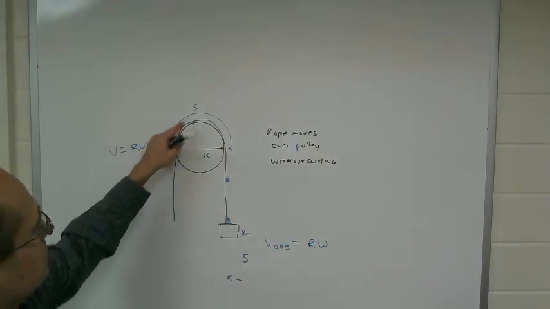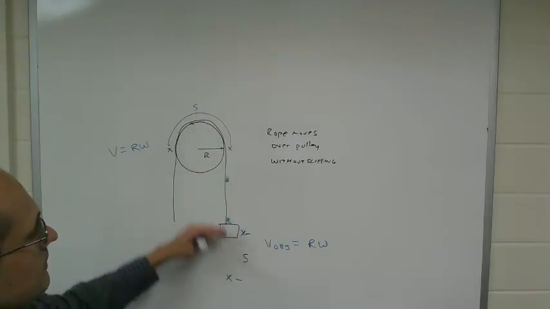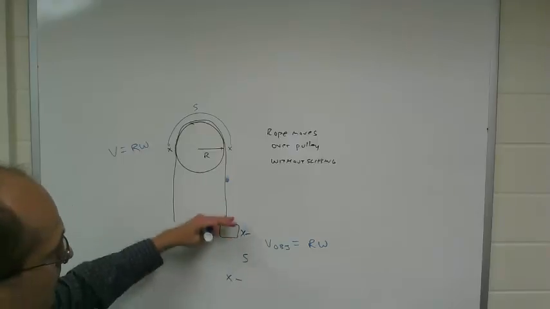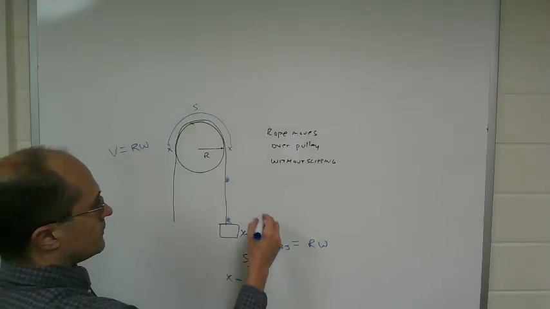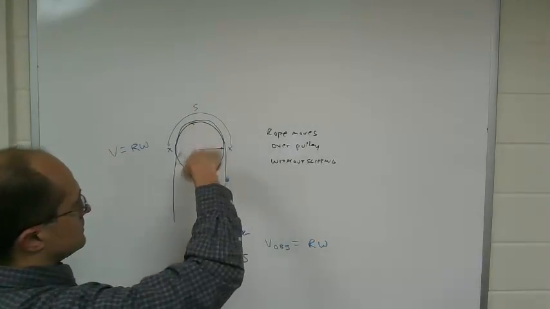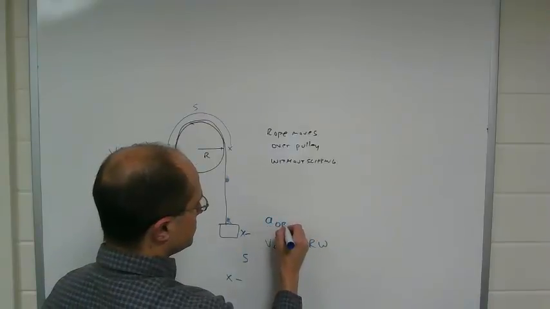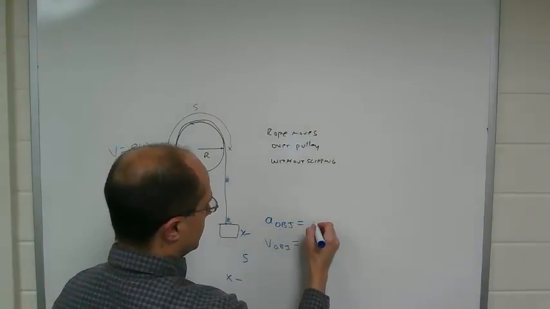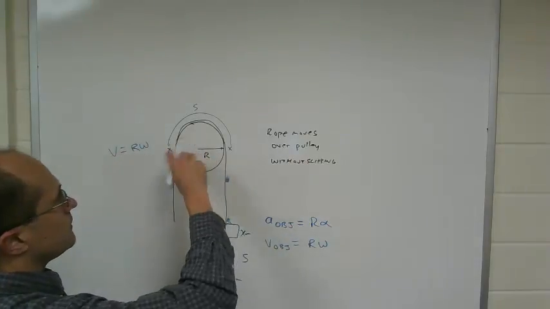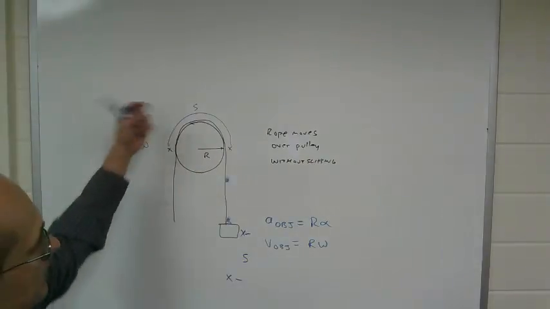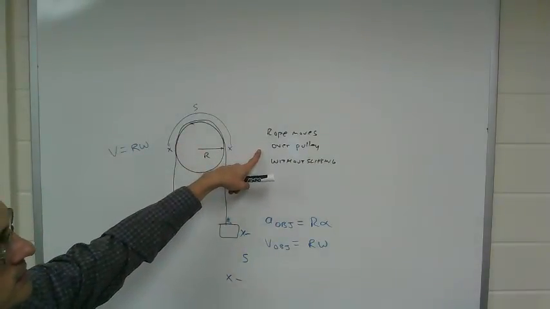Because in order for this amount of rope to come off the pulley, the object has to move that same amount of distance in the same amount of time. And now it turns out that if the pulley starts accelerating, then by the same logic, the acceleration of the object has to be r alpha. Whatever the angular acceleration of the wheel is, that much rope has to be coming on and off the wheel because our rope moves without slipping.